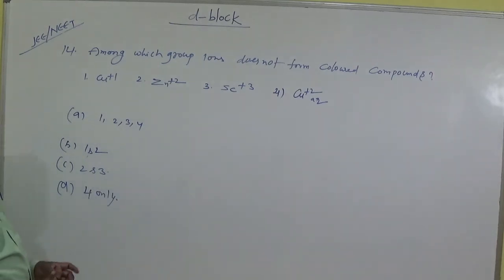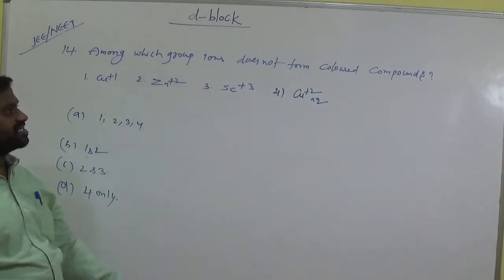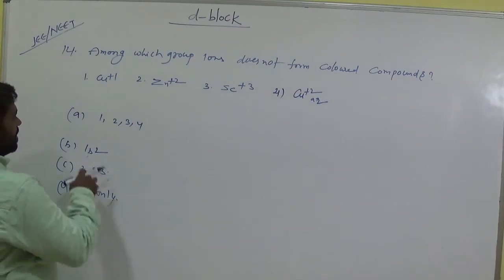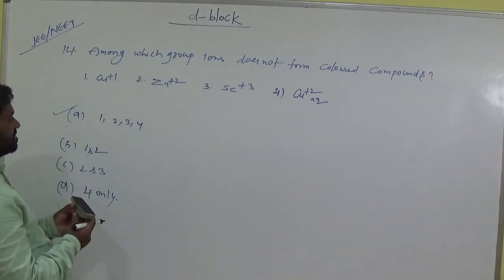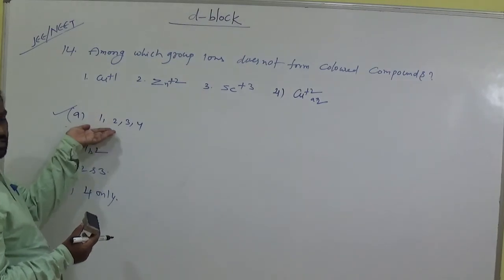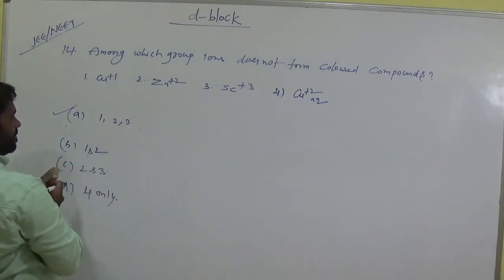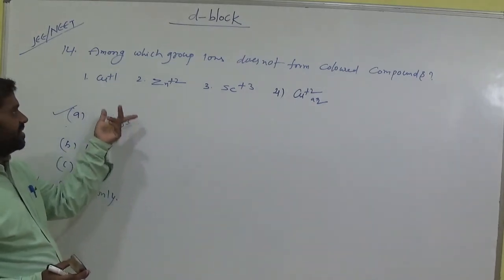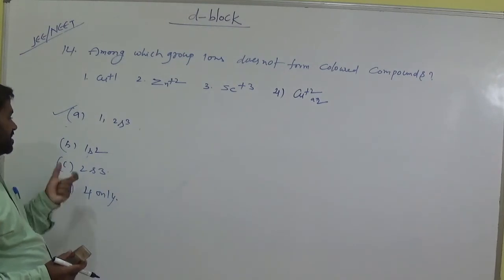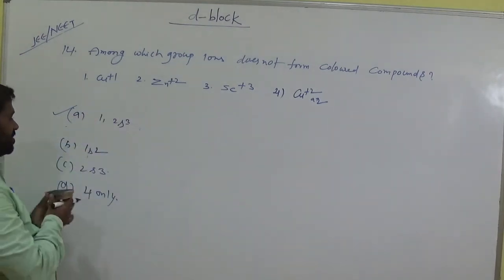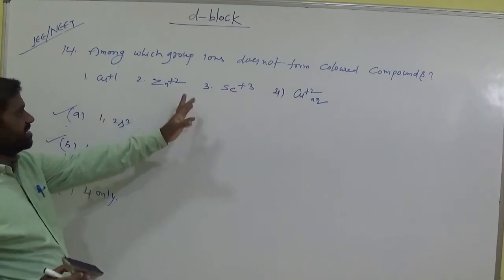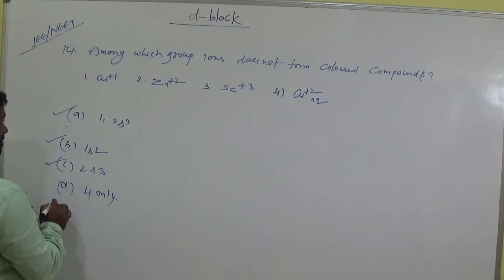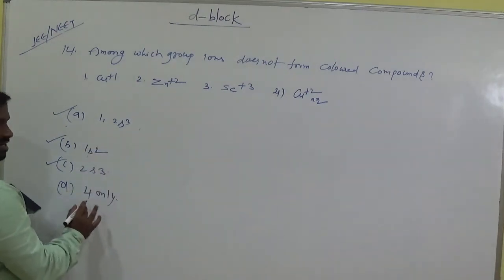So which one is the correct one? Among which group do the ions not form colored compounds? Here option A, 1, 2, 3 does not form colored ions. Why? Because of the absence of unpaired electrons. 1 and 2 does not form, this is also correct. 2 and 3, this is also correct. And option 4, yes, it can form a colored compound.